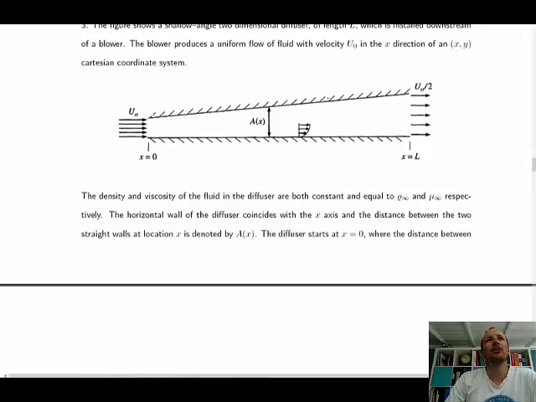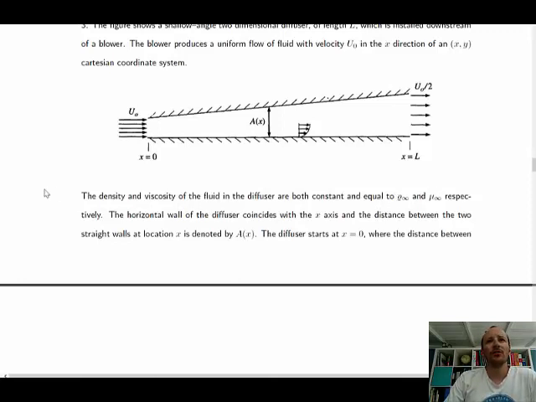It's installed downstream of a blower, which is pushing the air in at this end here with speed u0, and the blower produces a uniform flow of fluid with velocity u0 in the x direction of an xy Cartesian coordinate system. The density and viscosity of the fluid in the diffuser are both constant, equal to rho infinity and mu infinity respectively. So this is an incompressible flow, and we're assuming constant viscosity.